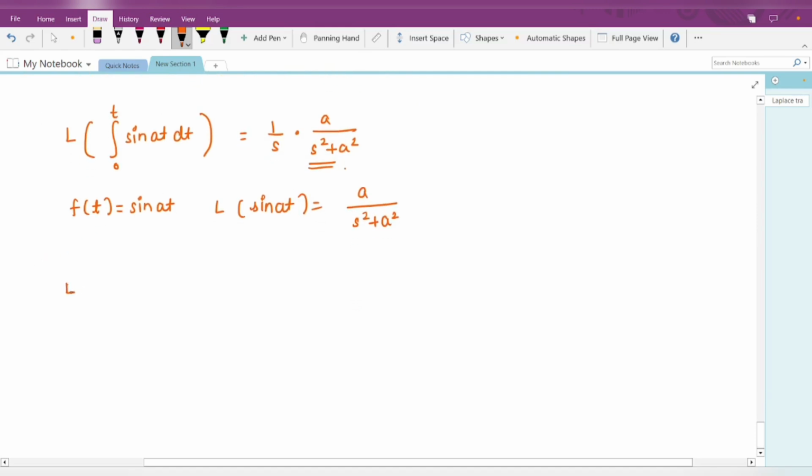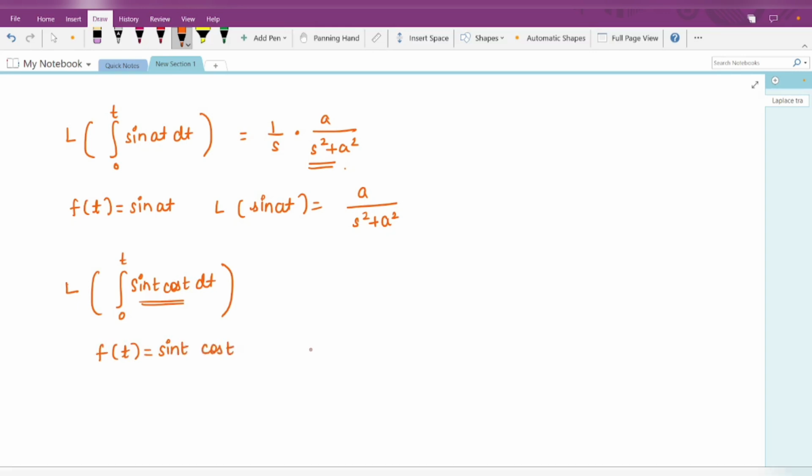Similarly, suppose we have to find the Laplace transformation of the integral from 0 to t of sine t cos t dt. So we have f of t as sine t cos t, and we have already seen in the previous examples that the Laplace transformation of this function is equal to 1 by s square plus 4. Okay, so the Laplace transformation of this function is 1 by s square plus 4. So therefore the Laplace transformation of the integral will be 1 by s into 1 by s square plus 4, that is 1 by s into s square plus 4. So this gives the Laplace transformation. So this is an easy method to find the Laplace transformation of the functions.